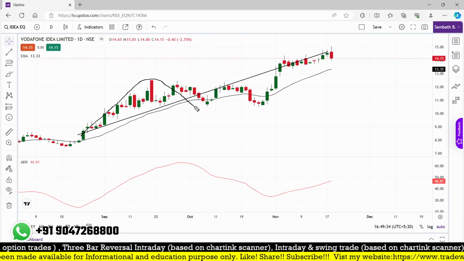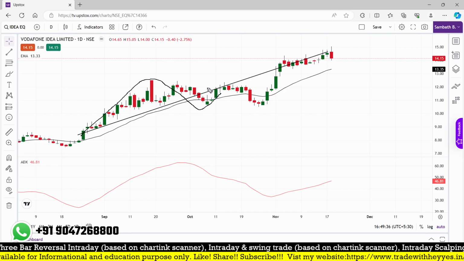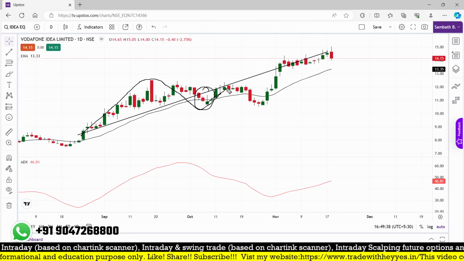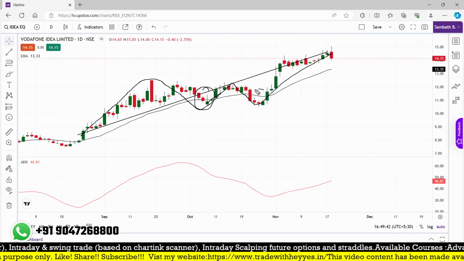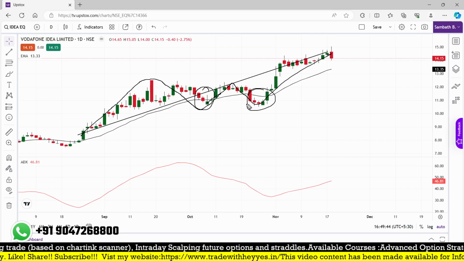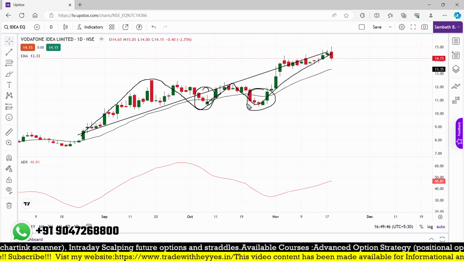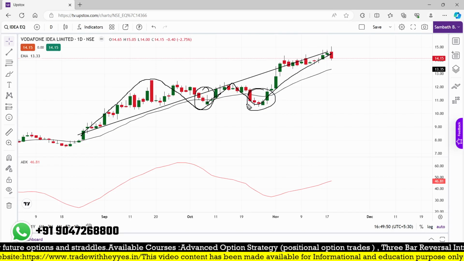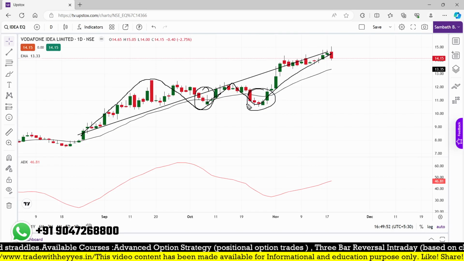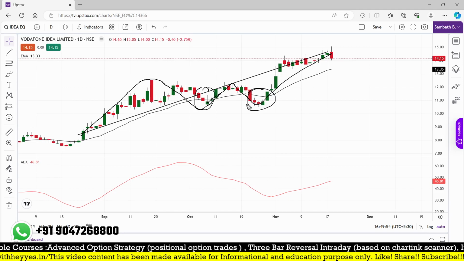So maybe this time is a correction. If you find an opportunity at this point, again it goes slightly up and again down, so the trend is continuous. At these areas, the swing lows, the stock is already in an uptrend, and we are trying to find a buying opportunity at those lower levels. That is what I'm going to create with this scanner.